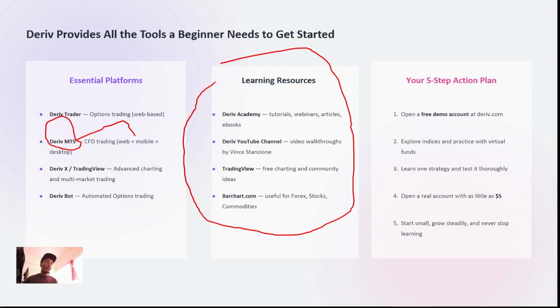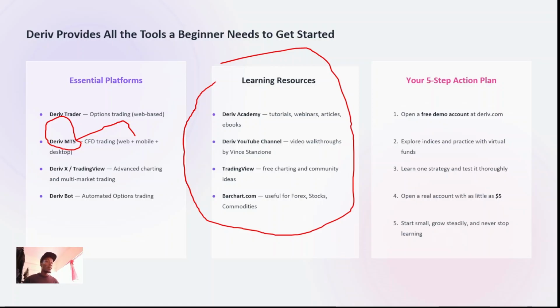So yeah, now your five-step action plan for you to start trading in 2026. First, open a free demo account at deriv.com. If you don't have an account, I have already linked it in the description below, so make sure you click that link and sign up for an account with deriv.com. Now, second, explore indices and practice with virtual funds. I cannot emphasize this enough. First, do your practice on the demo account before you put in real capital.